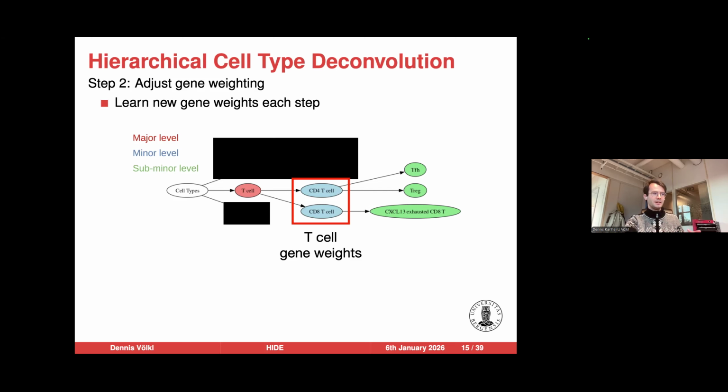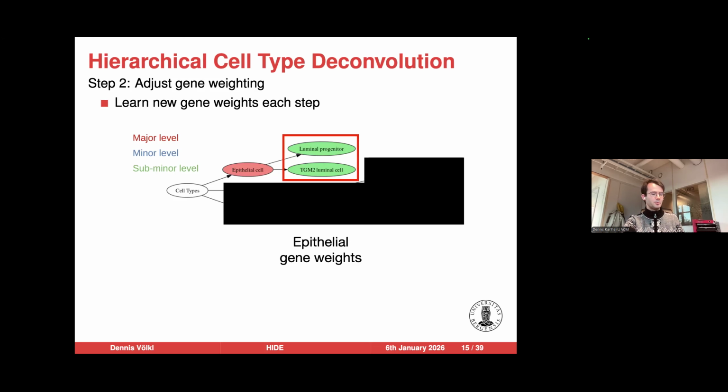So, for example, we take our residual bulk for T cells and run the deconvolution only on this residual bulk to obtain T cell gene weights. And in the next step, we take the epithelial residual bulk and run the deconvolution to obtain epithelial gene weights.